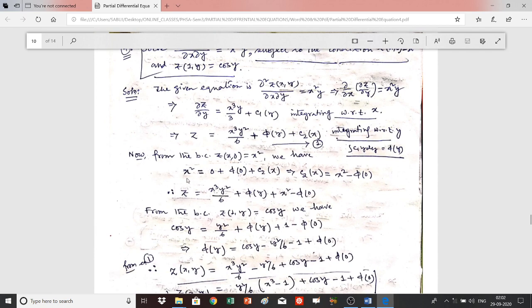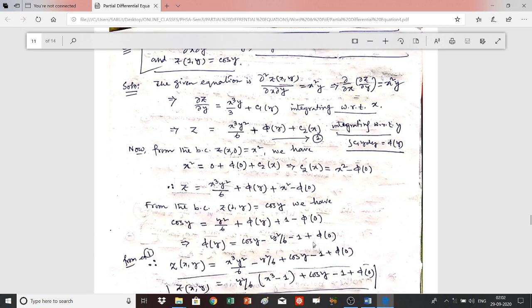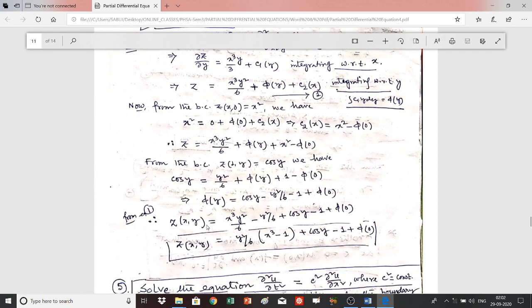We can write here that from this relation cos y is equal to y²/6 then plus phi(y) then plus 1 minus phi(0), and from here phi(y) is equal to cos y minus y²/6 minus 1 plus phi(0). So the complete solution is z(x,y) equal to x³y²/6 minus y²/6 plus cos y minus 1 plus phi(0), and y²/6 is the common term from these two terms, so this is done here: y²/6 (x³ minus 1) plus cos y minus 1 plus x² plus phi(0) minus phi(0).